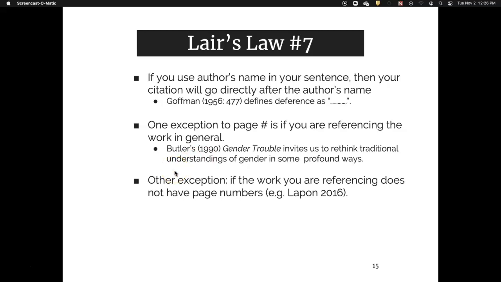And the other exception is if there happens to be a work that does not have page numbers, then you would just cite author's last name and year of publication, even if you are directly quoting from this work, because there are no page numbers associated with it. This can often happen if you're citing things like web pages and some other sources that don't have page numbers. But if a work does have page numbers and you are citing something specific, make sure to give that page number. So then you are fulfilling the communication convention of sociology.